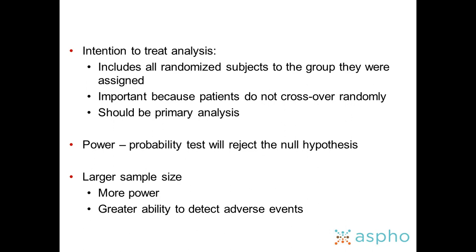So the next is intention to treat analysis. So the idea of an intention to treat analysis is that you analyze, in a randomized study, all patients in the group they were initially randomized to, not whether or not they received or didn't receive the intervention. And this is important because patients don't cross over randomly, and if you don't do an intention to treat analysis, then your results will be biased. An intention to treat analysis should always be your primary analysis. We've already talked a lot about power, I think, earlier. It's the probability your test will reject the null hypothesis, and the larger your sample size, the more power you have, and the greater your ability to detect adverse events.